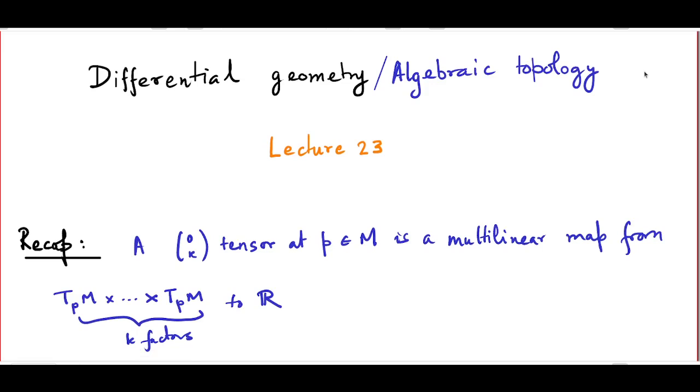What that means is, if you feed a tensor of type 0k, k tangent vectors at the point P to M, it's going to yield a real number, and this map is going to be multilinear in the sense that if you were to replace any one of the arguments by a linear combination, the output number will be the corresponding linear combination of the inputs.